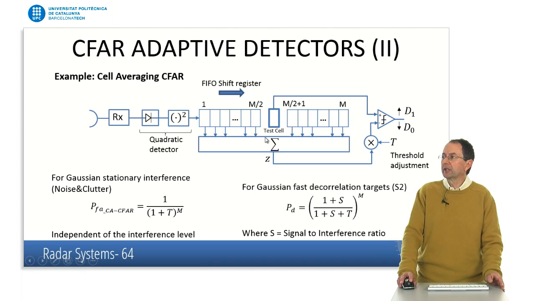Now, what happens if we have a target in this situation? Well, if the target is also Gaussian, then the probability of detection is this one. Okay. Of course, this is an ideal analysis situation. If for example, the interference is not Gaussian, the behavior will not be perfectly constant false alarm rate, but okay, it is a practical approach to be used.